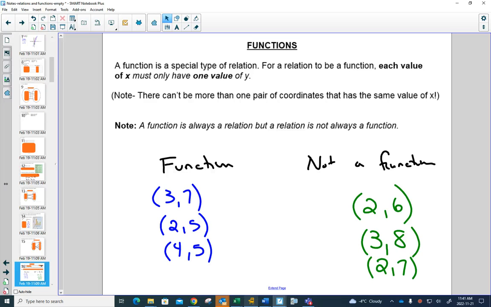You can have the y value repeat, but each x value has to have only one y value. If the x value is 3, its y value is 7. It has one y value. X value 2, its y value is 5. I have students get confused with this because they see the repeat. Here the x is repeating and you have different y's. Here the y is repeating and you have different x's. The definition just says that each x value can have only one y value. So this makes this a function and this not a function.